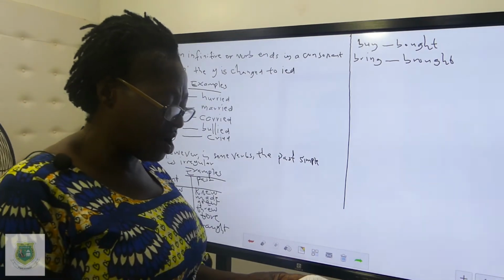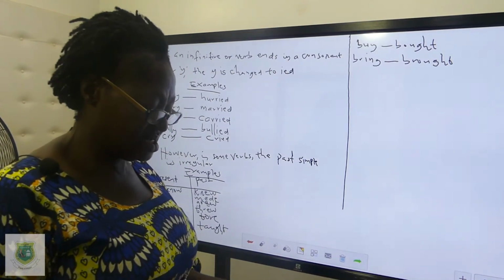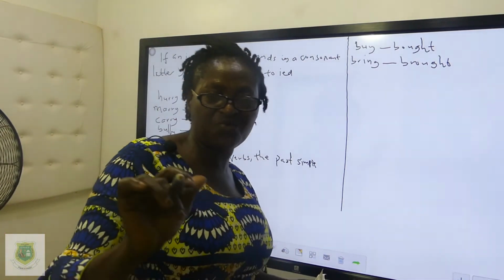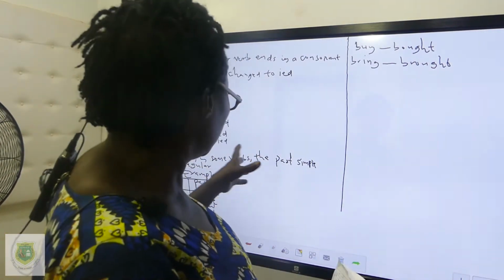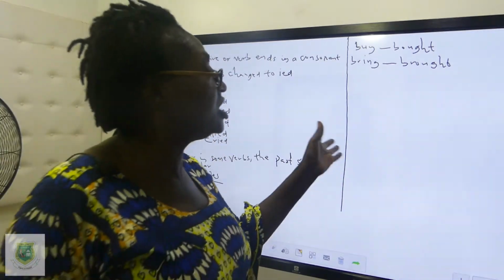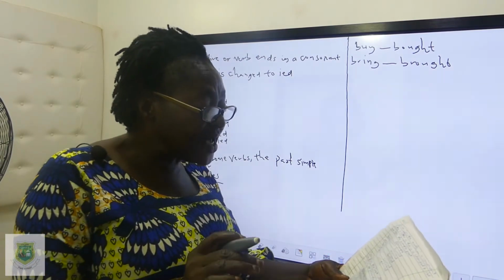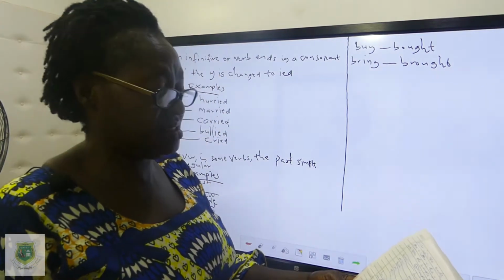There are others we call irregular verbs. Their spellings are different from the pattern we used to follow. Remember, all the other ones we changed to IED, others we changed to ED, some of them only ED. But this time, their spelling is completely different.